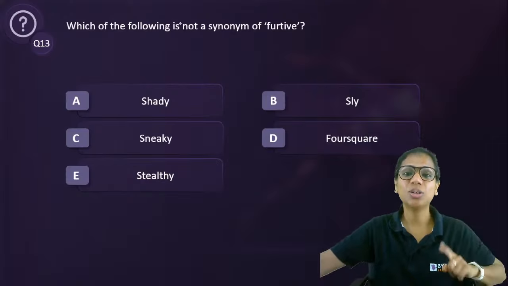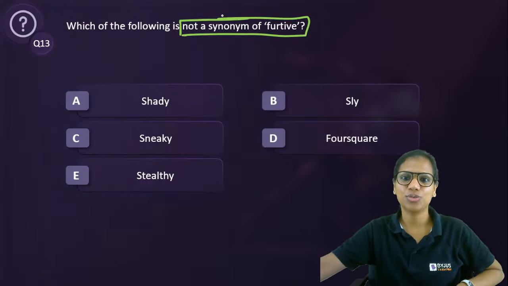Furtive. Now see the question. Read the question carefully. Not a synonym of furtive. Not a synonym.